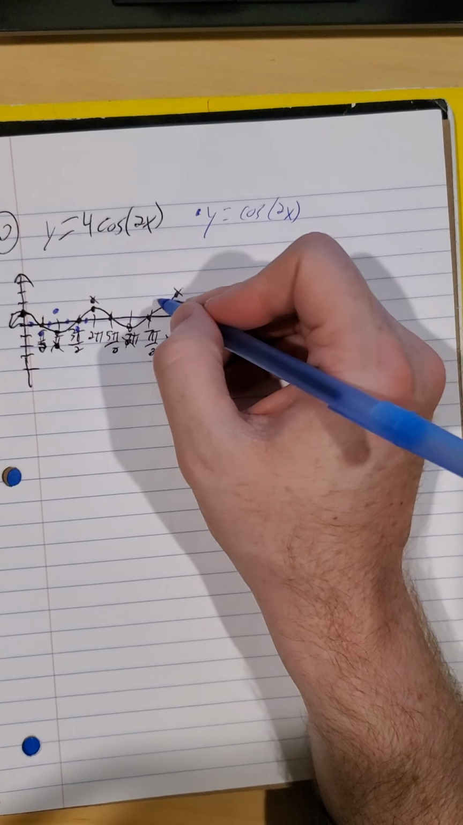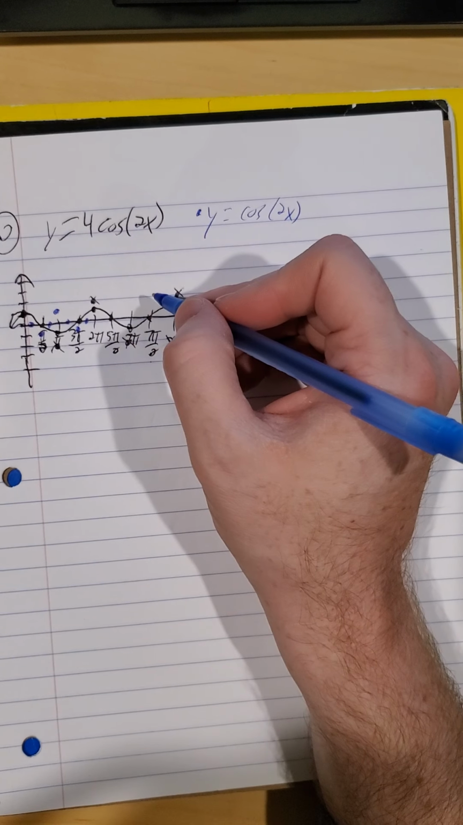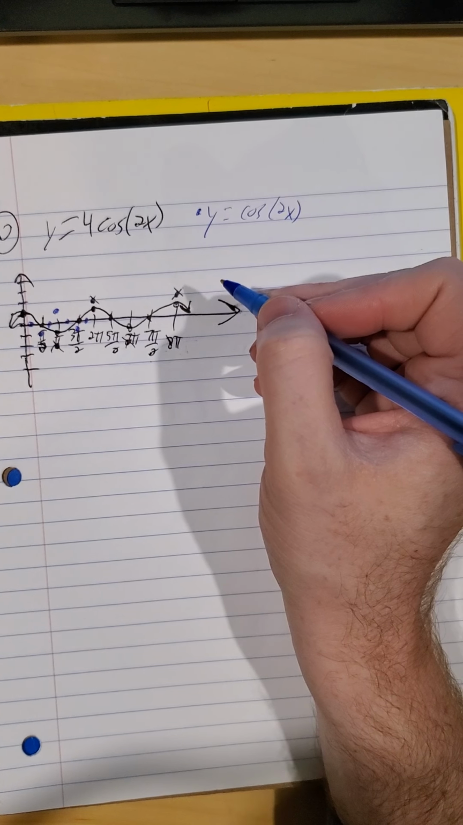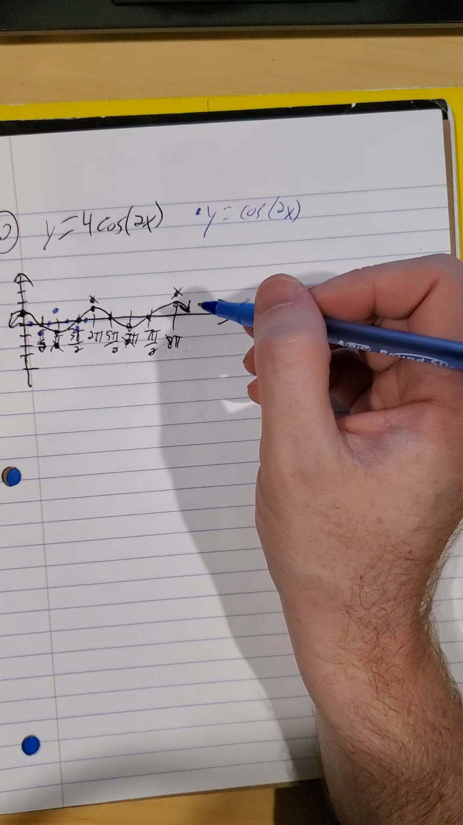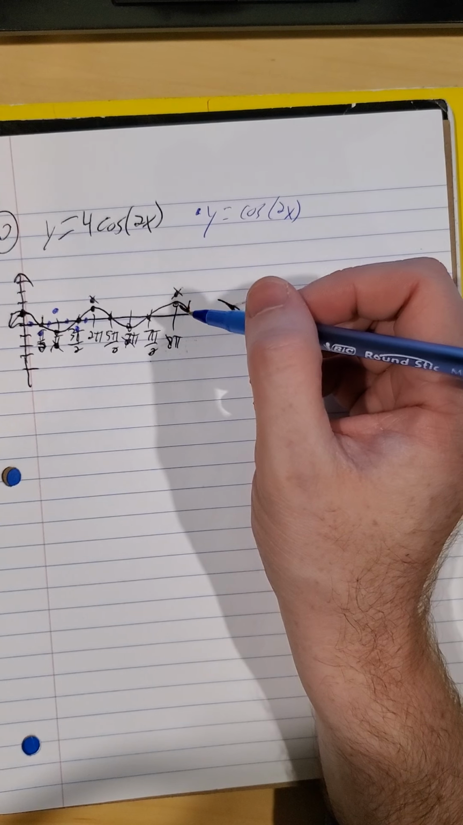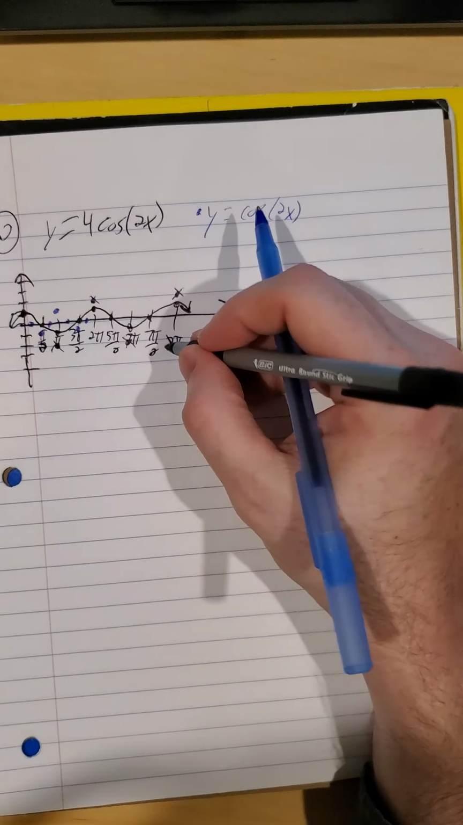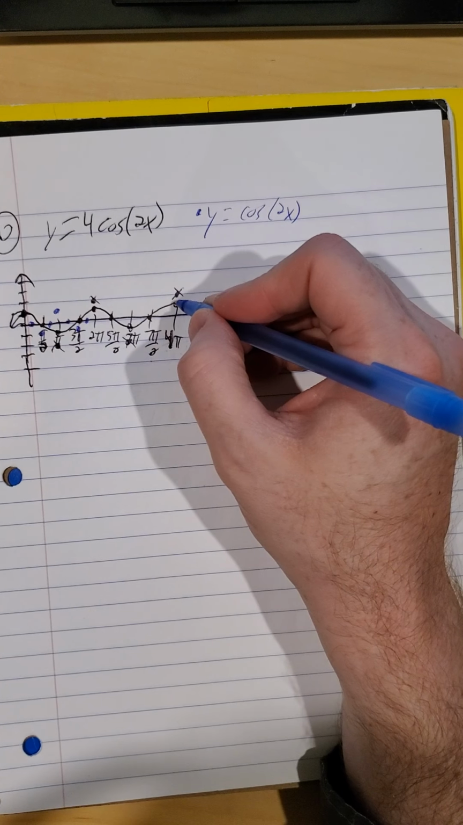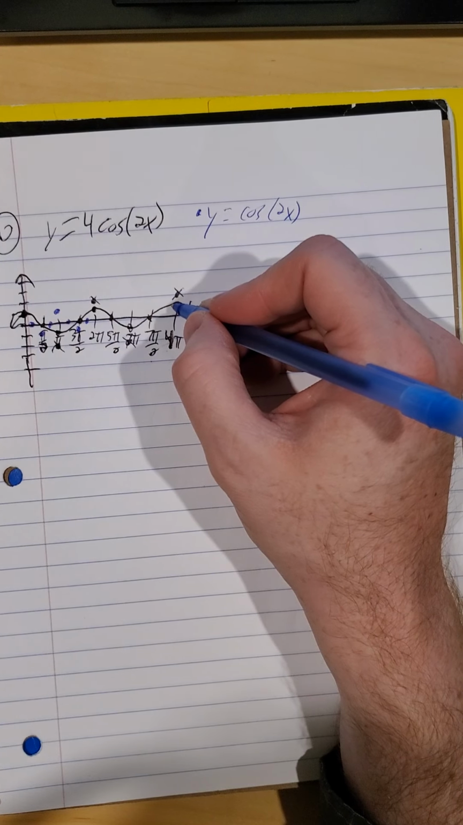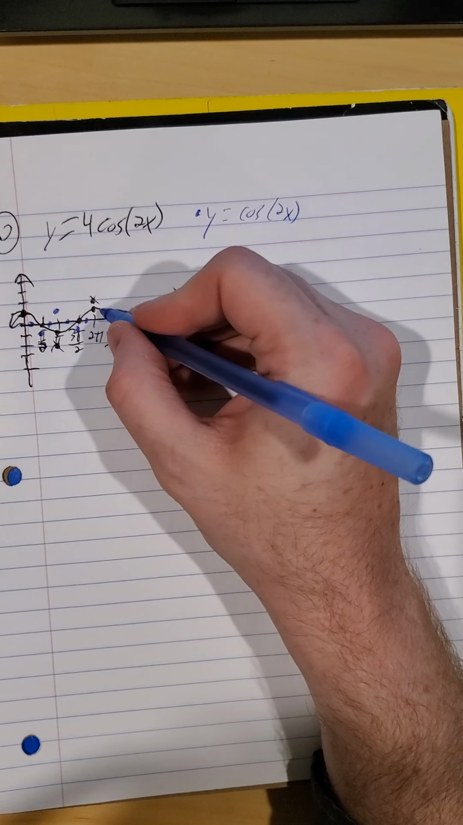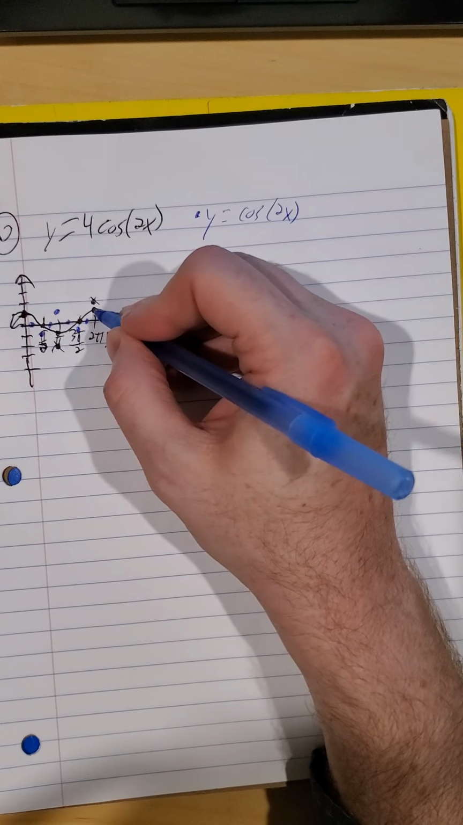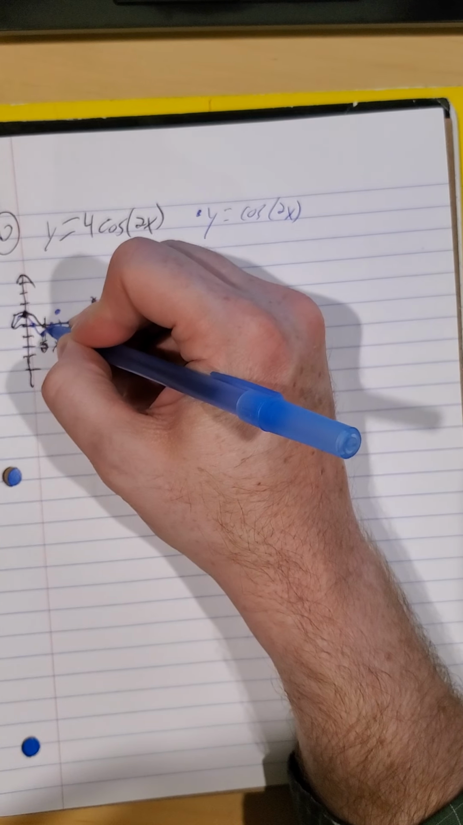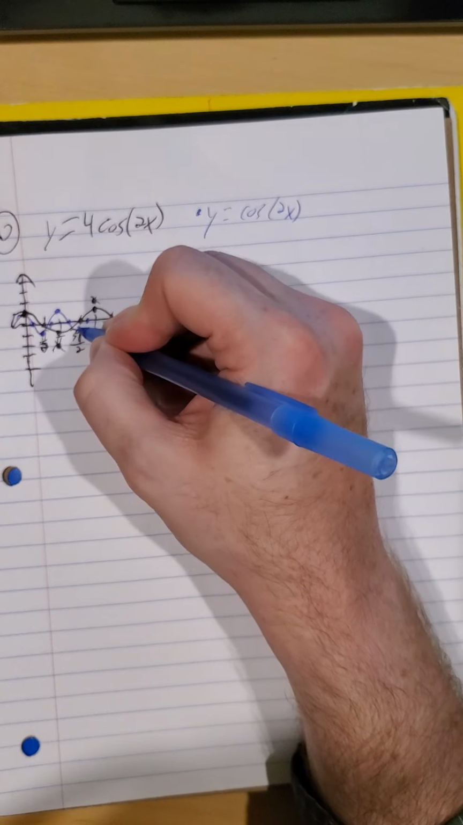And 8 pi is now happening at 4 pi. I don't know where I got an 8 pi there. 8 pi is now happening at 4 pi. Or 4 pi is now happening at 2 pi. So this was a vertical compression.